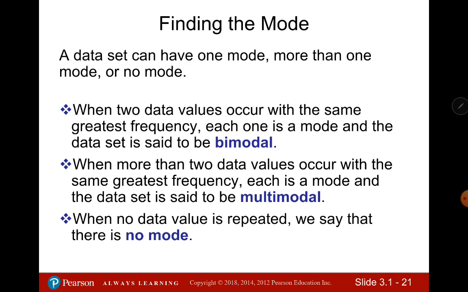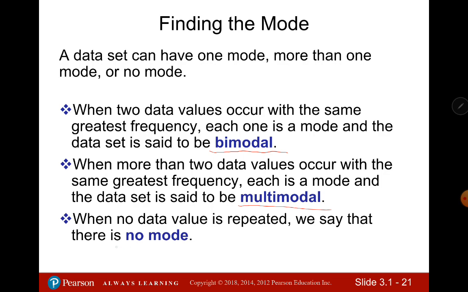Let's check how to find the mode. And what is called bimodal? If we just have two values occur with the same greatest frequency, that means we will have two modes for the data set. Then we call this data set bimodal. But if we have more than two, let's say 3 or 4 values occur with the same greatest frequency, then we have 3 or 4 modes for the data set. We call this kind of data set multimodal.